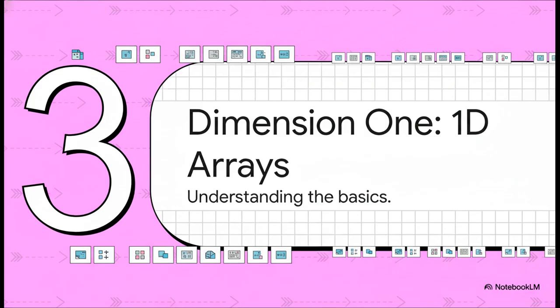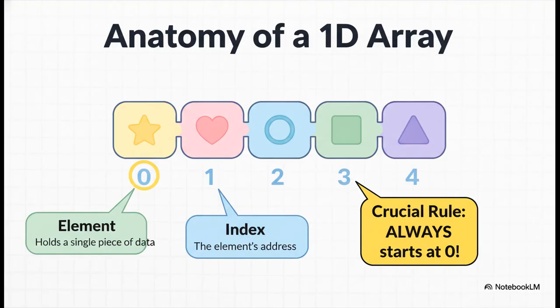Okay, let's get down to the basics. Section 3 is all about the most common type of array you're going to come across, the one-dimensional or 1D array. The absolute easiest way to picture a 1D array is to think of a single row of numbered mailboxes. Each box is called an element, and that's where you store one piece of your data. And every single box has its own unique address, which we call an index. Now here is the most important part, the thing you have to remember. In programming, we always start counting from 0. So the first box is at index 0, the second is at index 1, and so on.